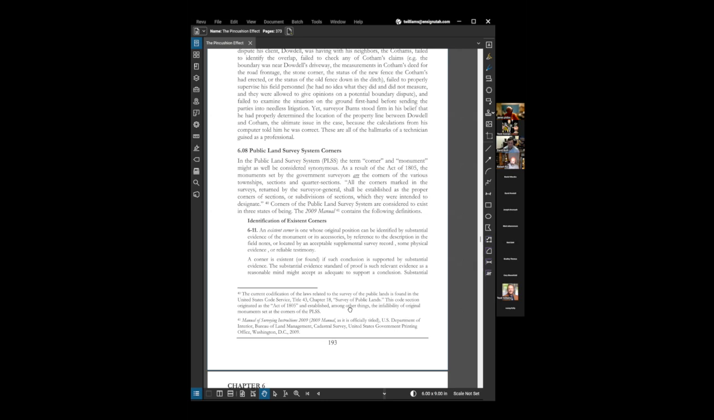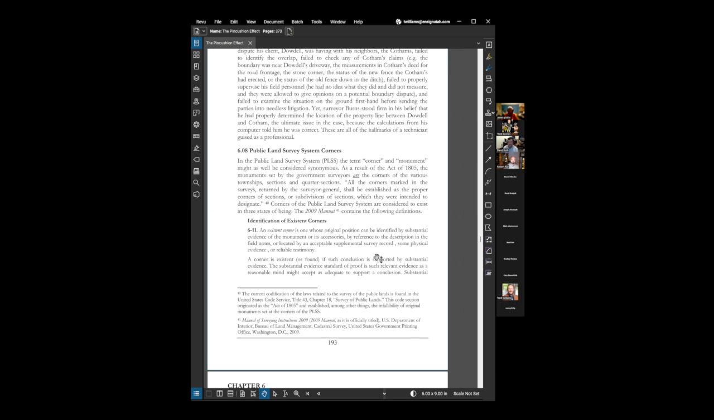And then we talk about a few different identities of this corner: lost, obliterated, and existent. Anyone want to touch on that for a second? Explain the differences between the three.